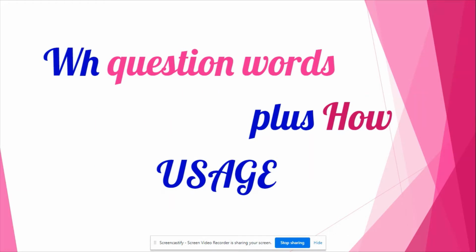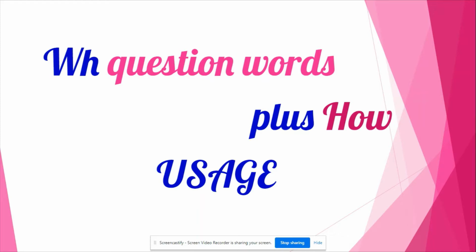Part 2 of the WH question words plus how. And I'm naming it the usage because that's what we are going to look at. So it is important to improve your written and oral question and answer skills. Very important. To do this, we need to know and understand the correct question structure in English.